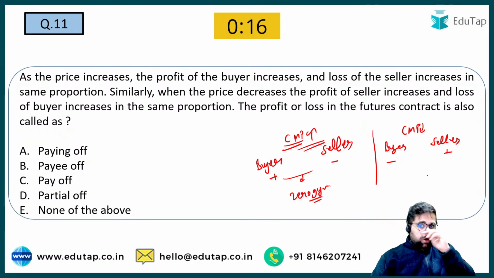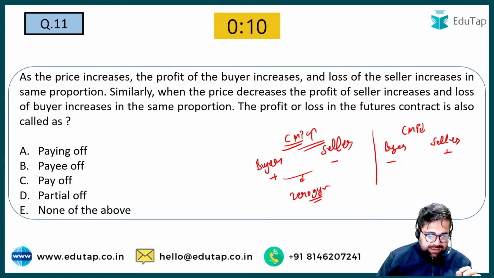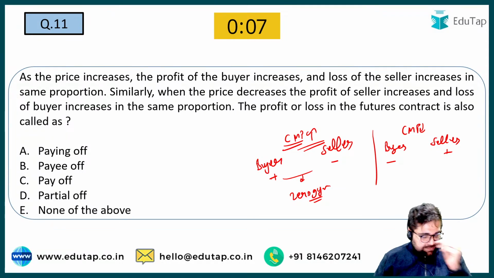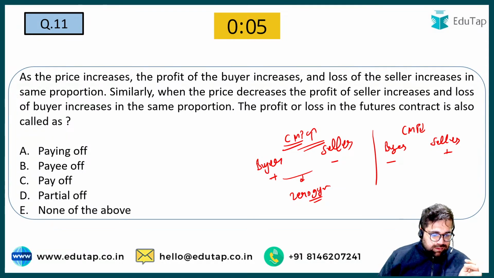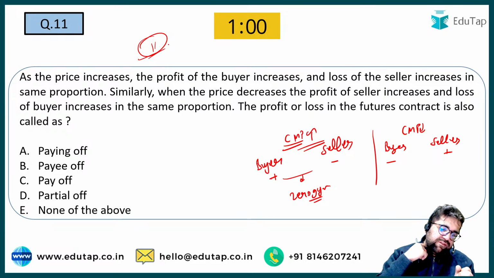The profit and loss in the futures contract is also known as what? The profit and loss is known as, over here it is known as what? Can somebody give me the right answer in the chat box? I can see Sagar, look floor. What will be the answer for 11th one? Can you give me the answer for 11th one?